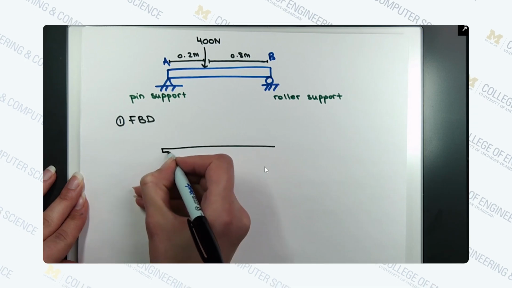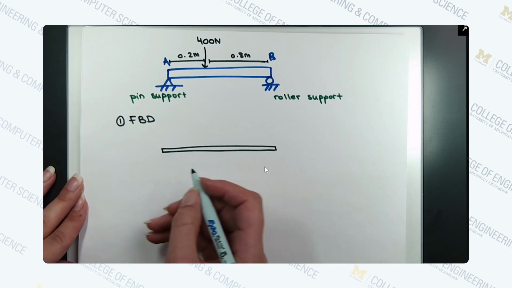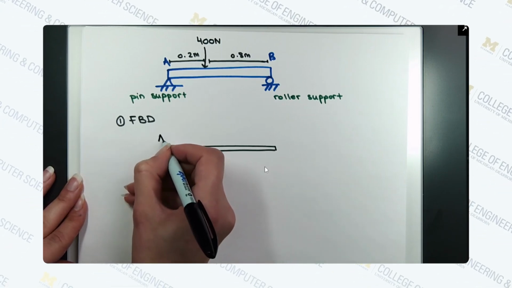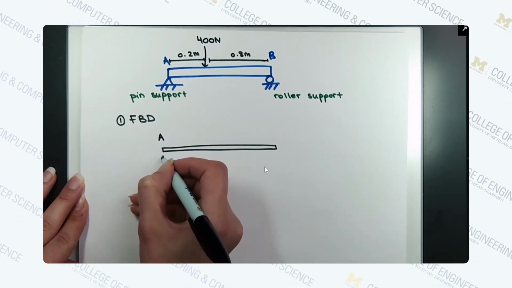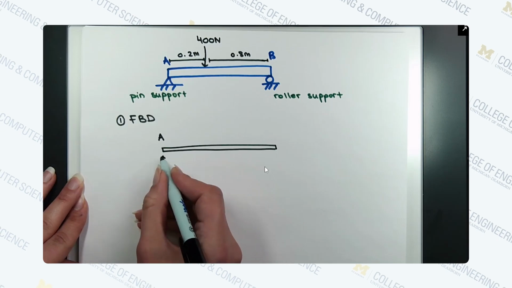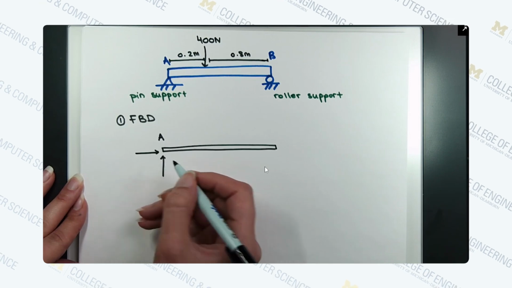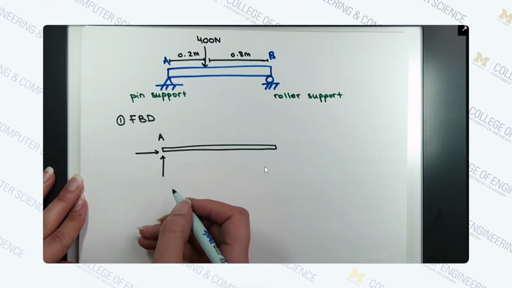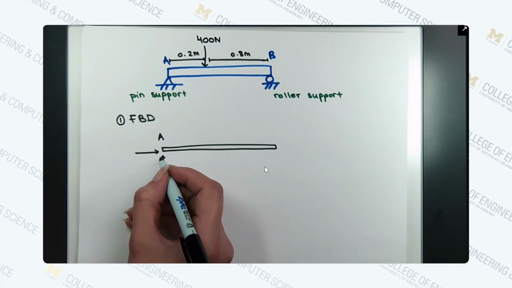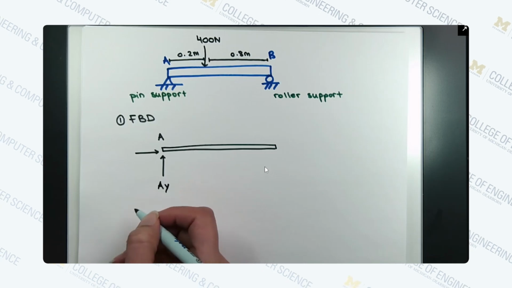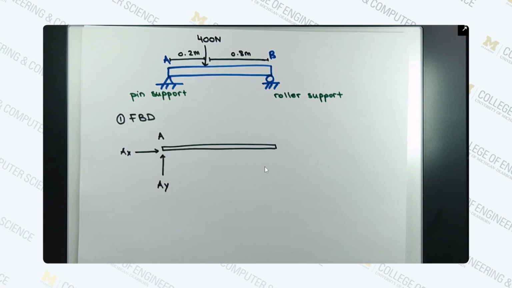We will redraw it, and instead of the pin and roller supports, we will put forces. So at A, let's just assume that the force is going up. We have two forces, one in the Y direction and one in the X direction, because this is a pin. So let's assume these directions. You could flip them, it doesn't matter, because we will find out at the end which direction is correct. So let's call this AY because it is in the Y direction, and let's call this AX since it is in the X direction.